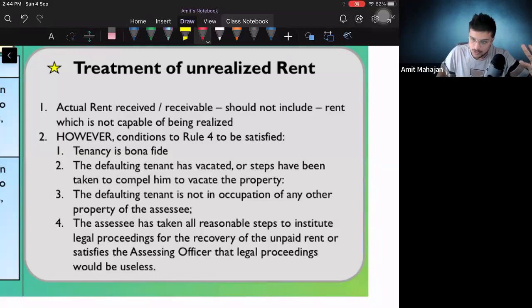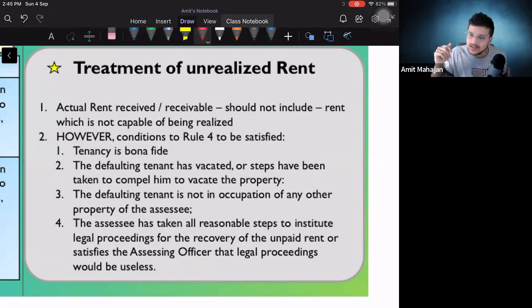Point 3 and point 4, the assessee has taken all the reasonable steps. मतलब you have taken all the reasonable steps to institute legal proceedings against me for recovery. Basically, government wants to see कि whether you have taken any action against me or no for not giving you the money. If yes, if you have taken that action, then that unrealized rent you can reduce.